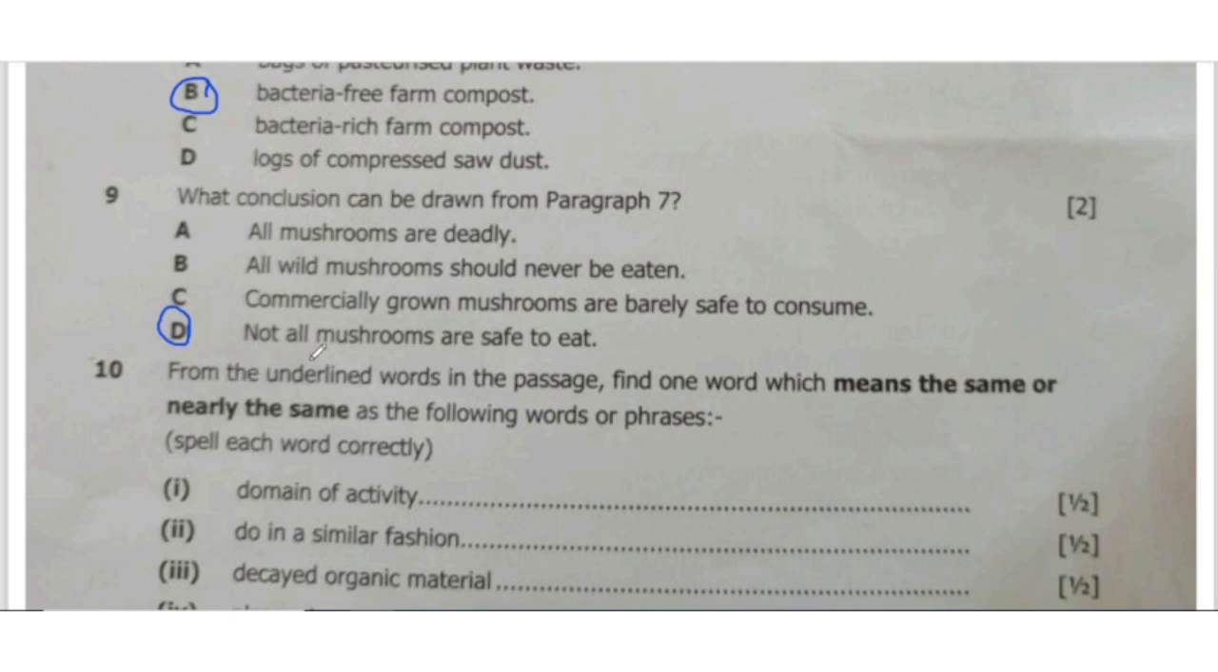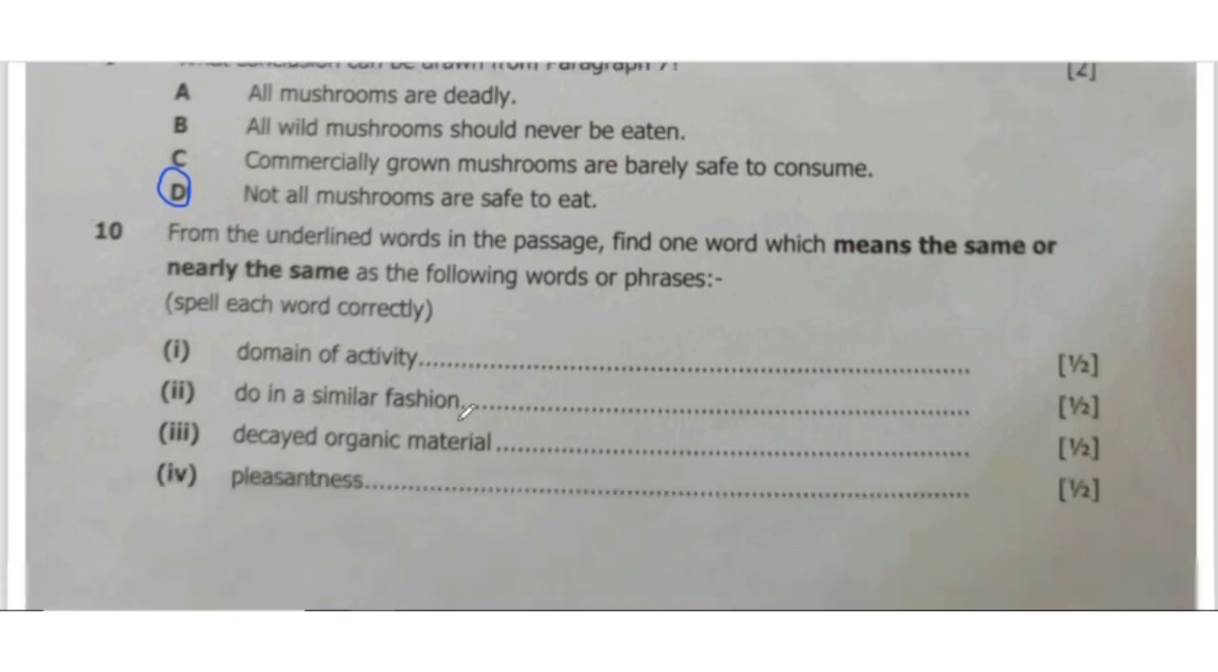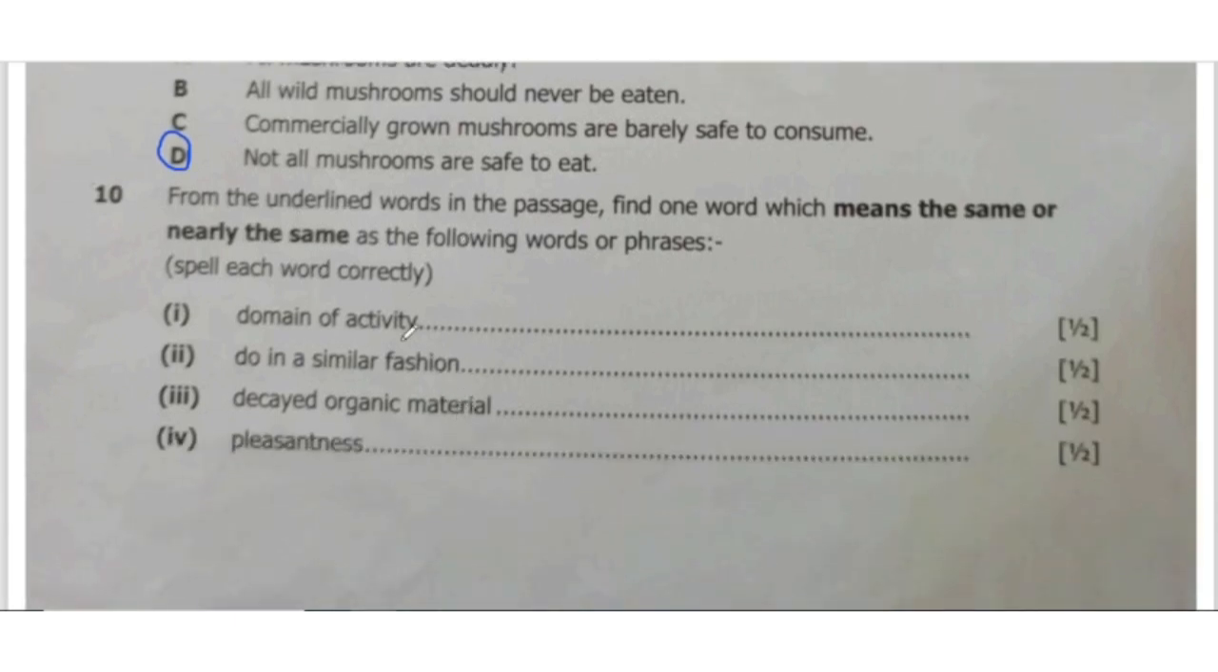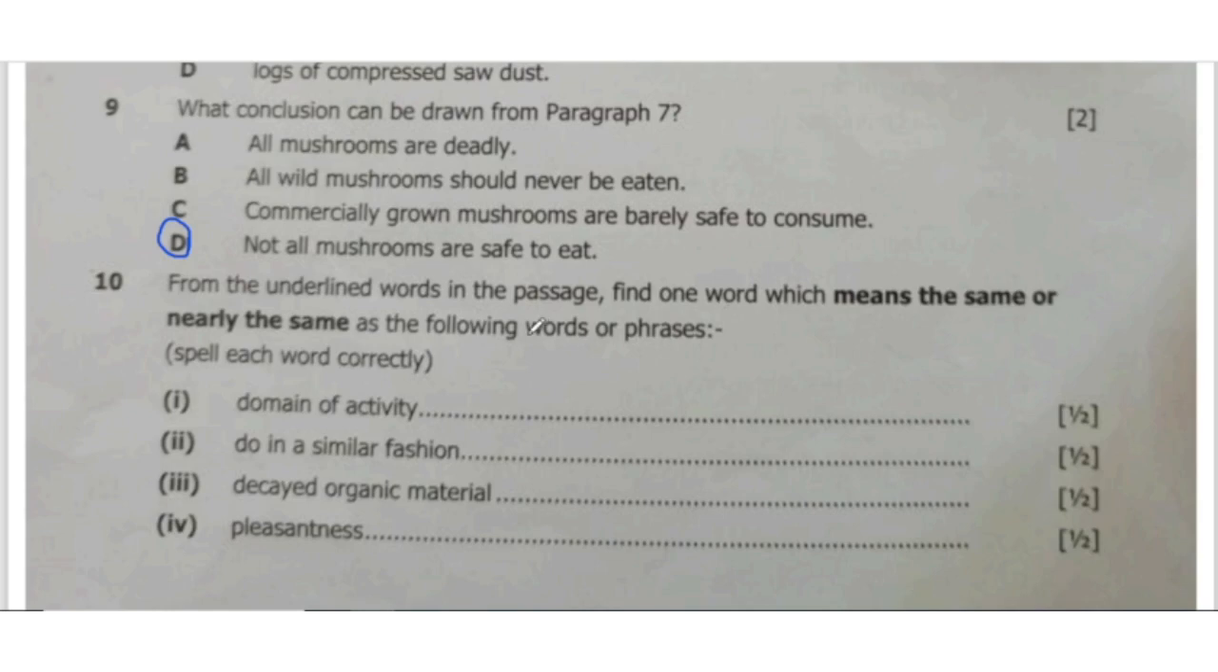Okay, from the underlined words in the passage, find one word which means the same or nearly the same as the following words or phrase. Spell each word correctly, so the spelling is also important. So we look at domain of activity. So we go to the words that are there.